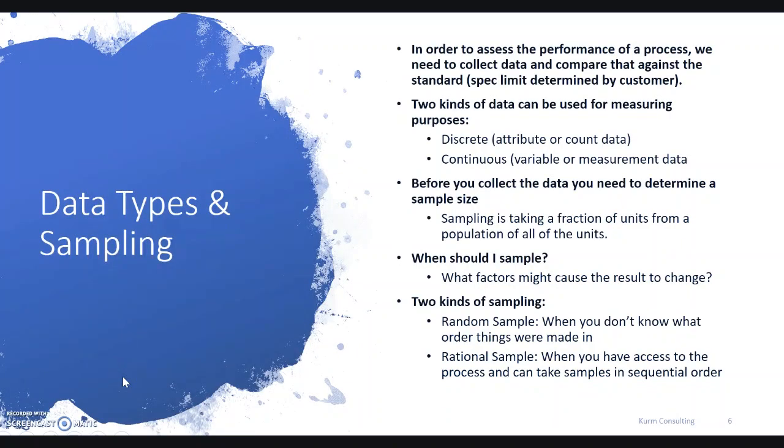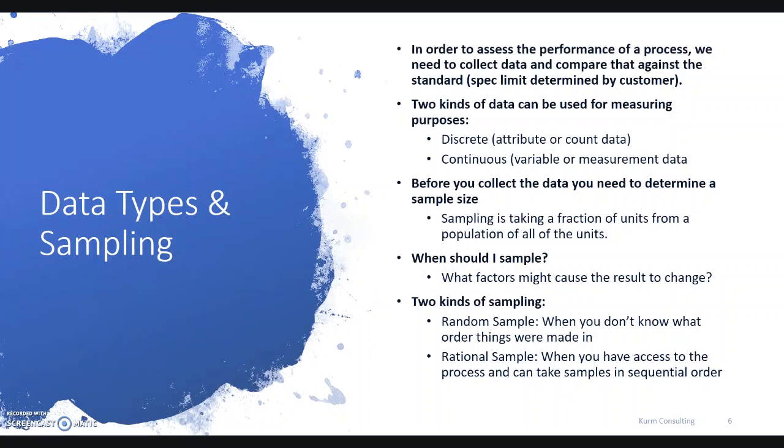So when you get into the measure phase, there are 2 key areas that are going to be extremely important for you. The first is the type of data that you're dealing with, and the second is how best to take a sample. In order for you to assess the performance of a process, which is one of the key aspects of the measure phase, you're describing how bad my problem is, where is it occurring, how long has it been going on for, that sort of thing. You need to collect data and compare it against some kind of a standard.